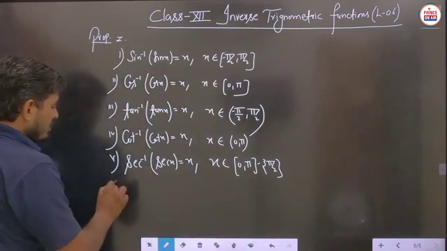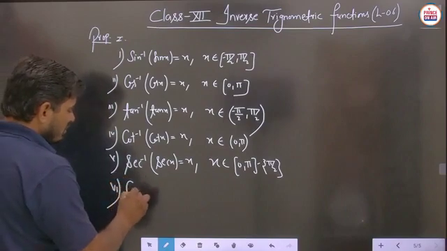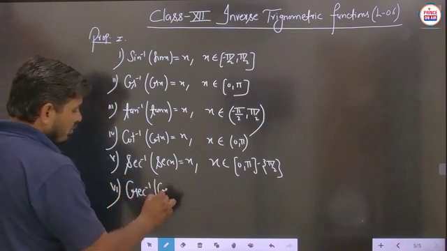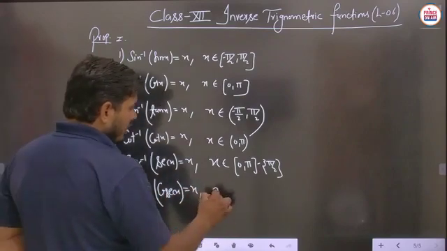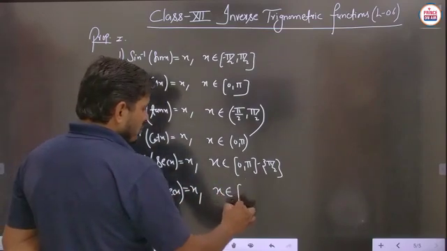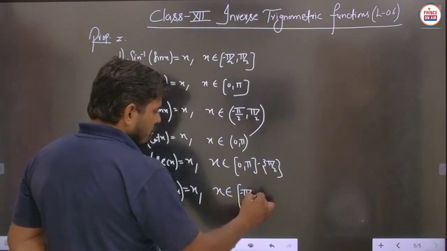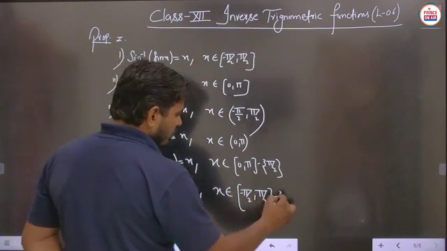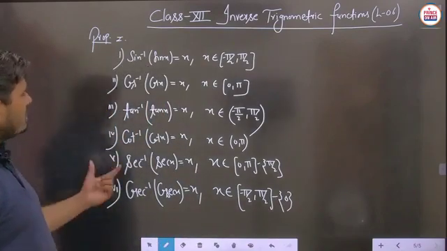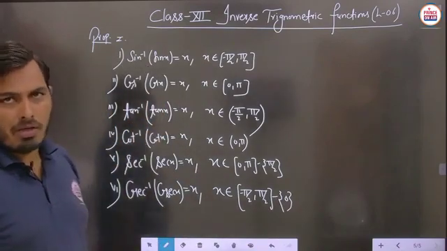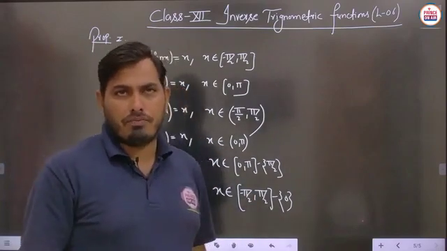Similarly, in the last section, cosec inverse of cosec x will be written as x when x belongs to minus pi by 2 to plus pi by 2 except 0, meaning we are not taking 0. So in property number 1 we discuss these things one by one, and we also see the related exercise.